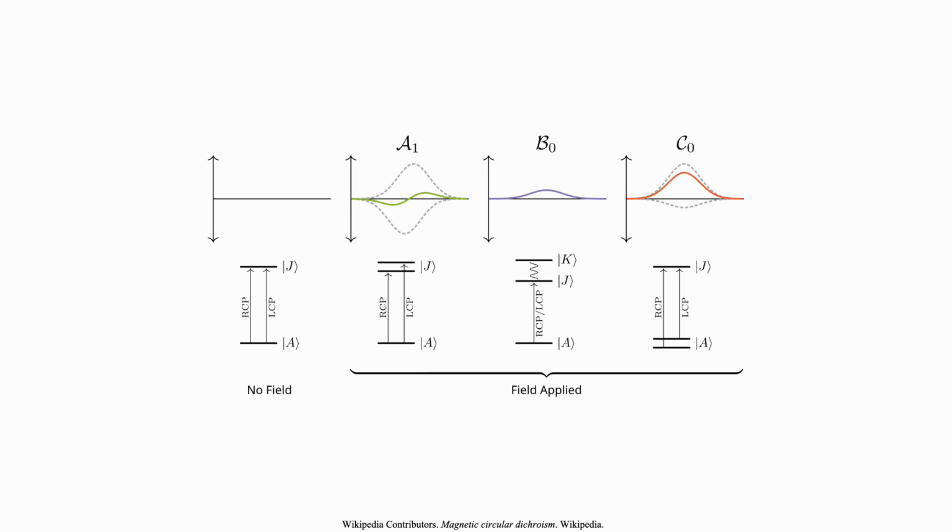Some pretty important parameters essentially for MCD are our Faraday parameters, A, B, and C. And these are not observed in all MCD spectroscopy, but they can be used to explain a lot of MCD spectroscopy, and I will explain what I mean. So in this figure, we have on the left a ground state A and an excited state J with no field applied. And on the right, we have three different terms, A, B, and C, with field applied. And we'll talk about what each of those mean.